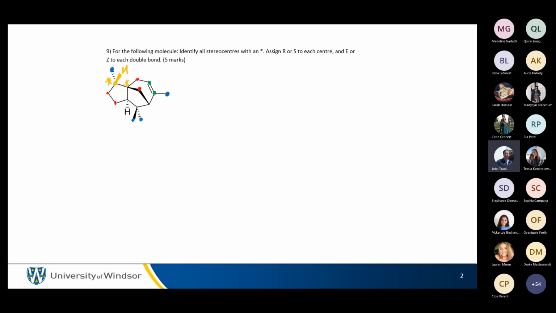Similarly, this guy's attached to 4 different things. This guy's attached to 4 different things. This guy is attached to 4 different things. This guy is not attached to 4 different things. It is attached to 2 methyl groups. And so, although they're not hydrogens, they might as well be. They are the same thing. The 2 methyl groups are interchangeable. It's not 4 different things. So we've got 4 stereocenters on this molecule.